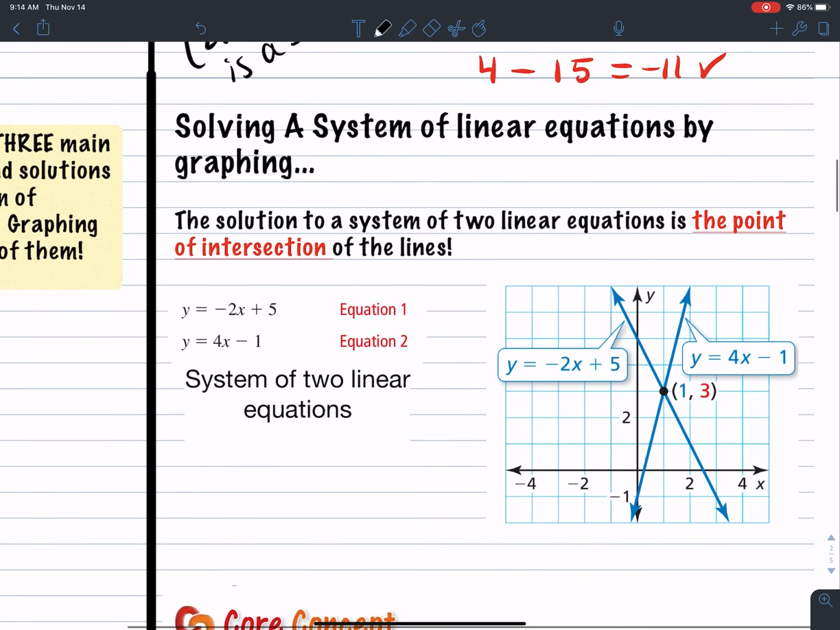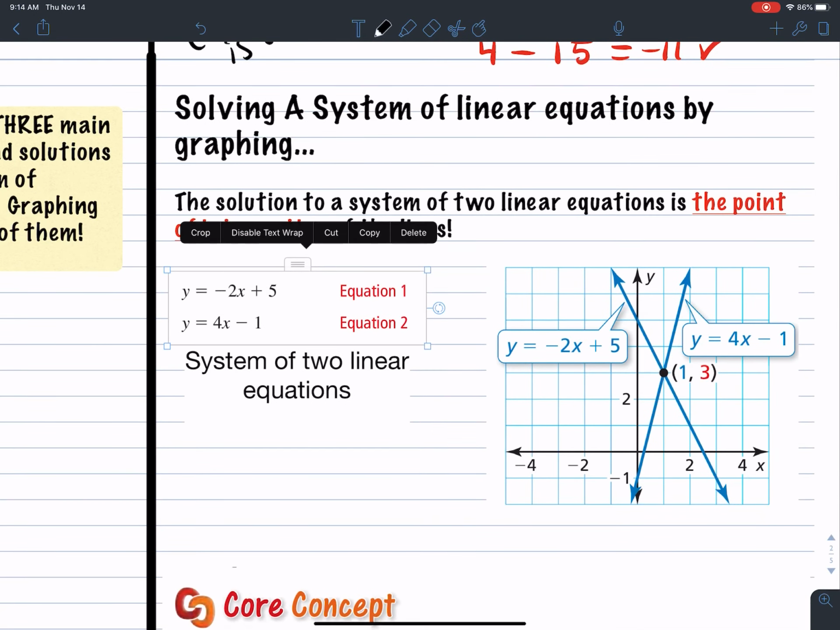So our knowledge for today, when we're solving systems by graphing, the solution for that system will be where the two lines intersect on a graph. In other words, the point of intersection.